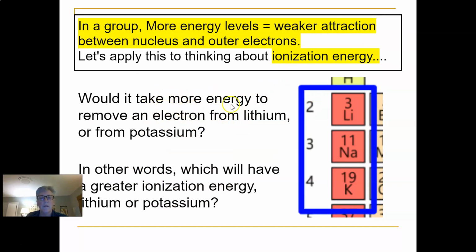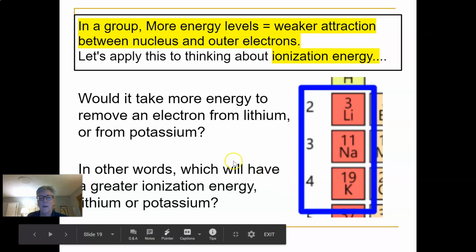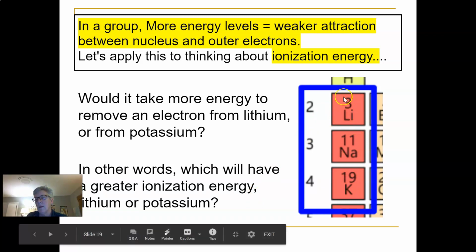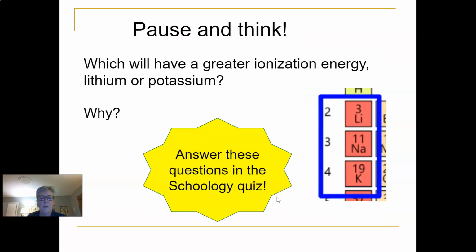Okay, so let's think about it for a second. Would it take more energy to remove an electron from lithium or potassium? Okay, another way to ask that question is to say which of those would have a greater ionization energy. Okay, so think about what you know about the force as you go down a column. Up here, the force is greater, holding those electrons in. For potassium, the force is less, holding those electrons in. So which of these two would require more energy to pull away an electron?